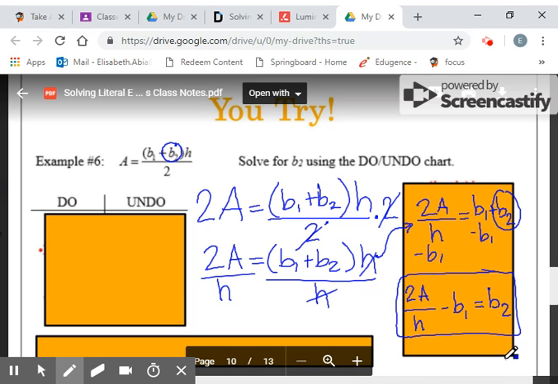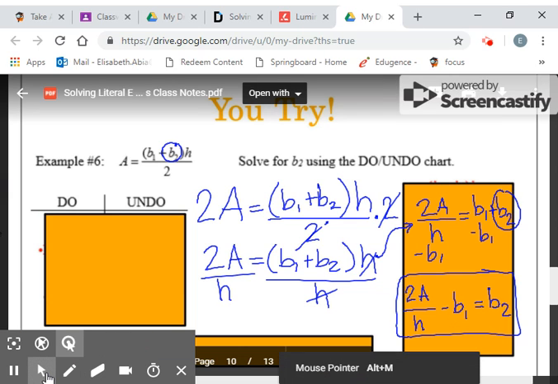What's the purpose of this? If we had a trapezoid and we had all of the information except for whatever that second base was, then this is how we would find it. We could take 2 times the area that was given divided by the height and subtracting the first base of the trapezoid.